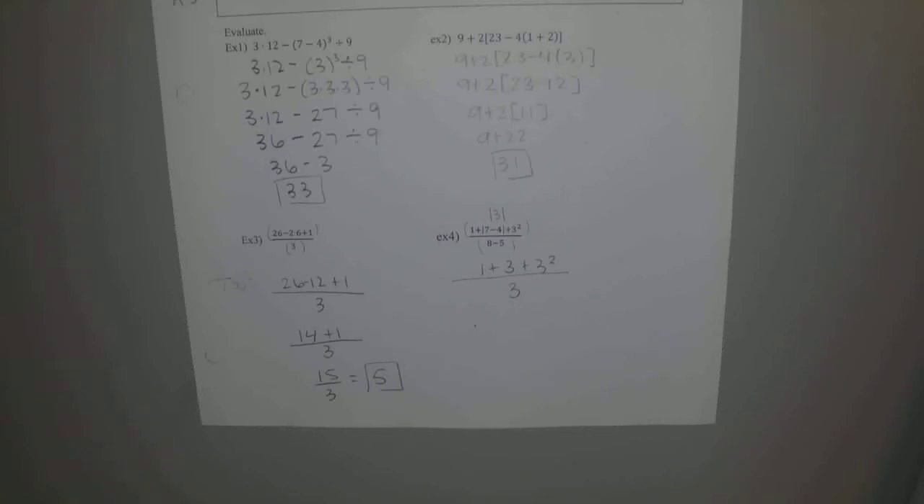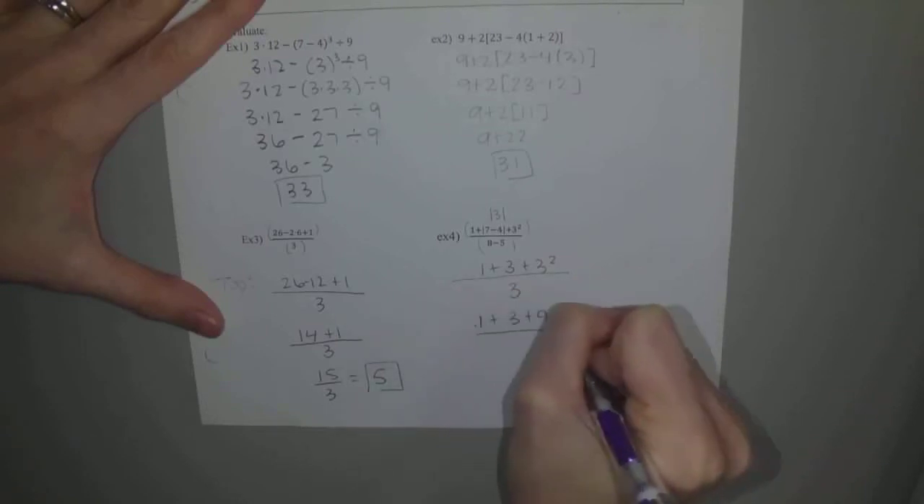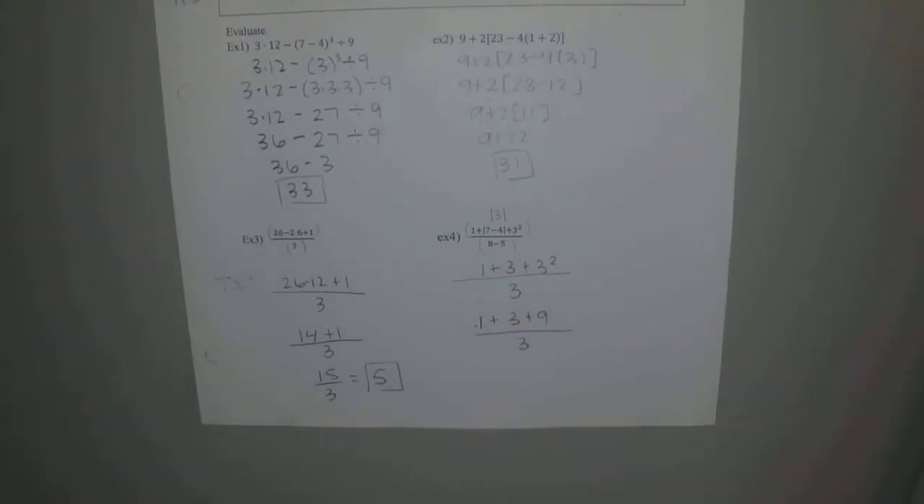Let's look at this guy. We have addition, addition, and exponent. What are we going to do? The exponent. So what does this exponent mean? It means take 3 times itself twice. What's 3 times 3? We're going to have 9 there. So this is 1 plus 3 plus 9 all over 3.